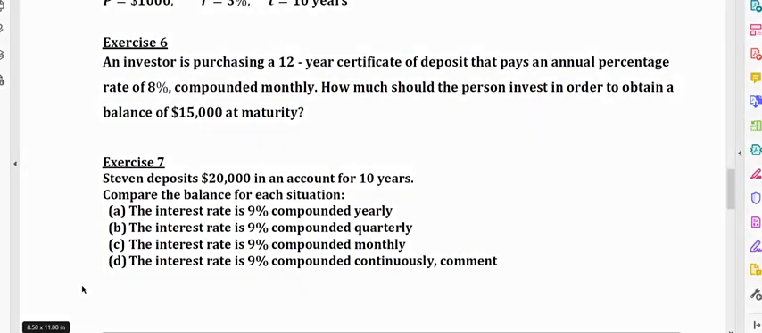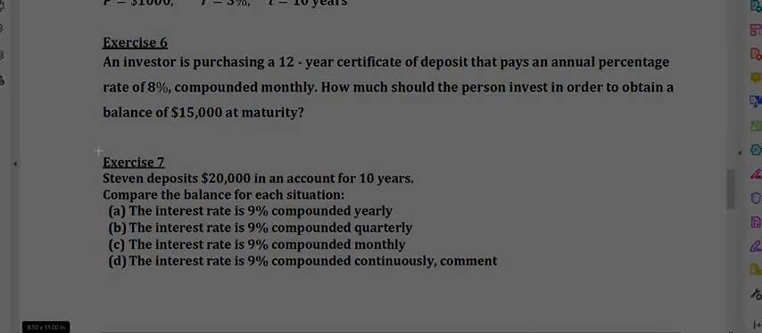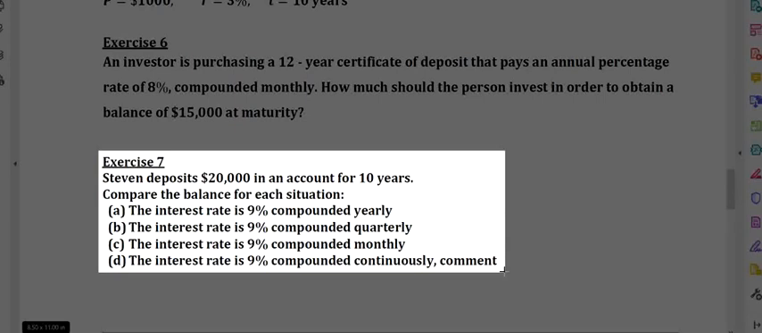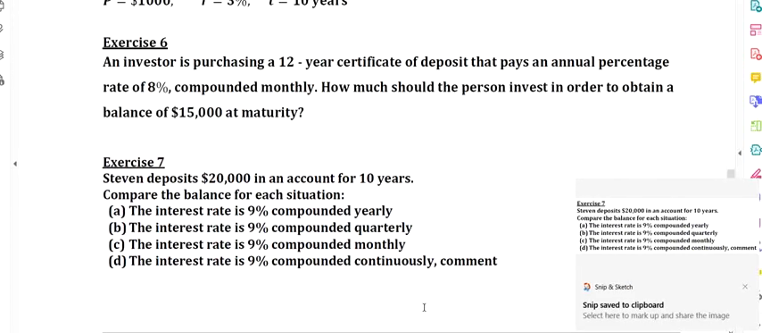Steven deposits $20,000 in an account for 10 years. Compare the balance for each situation. So we need to compare for each situation. The interest rate is 9%.